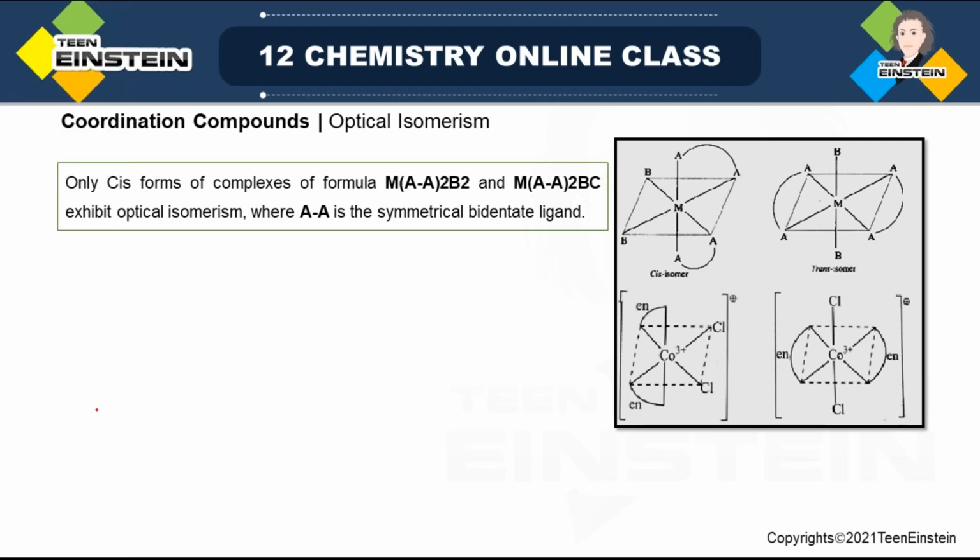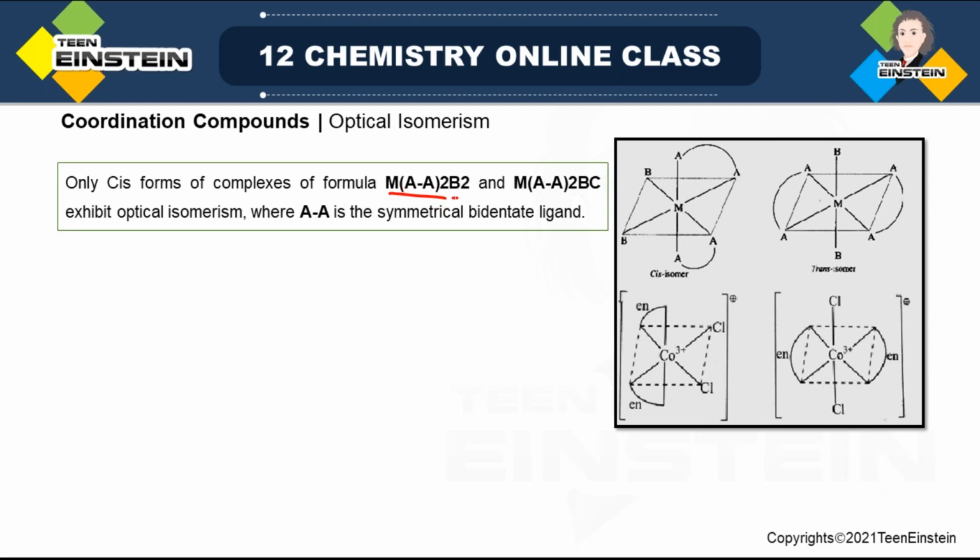Hello everyone. Isomerism we started last day, and we have completed only one part, which is structural isomerism. And then under stereoisomerism, there are two parts, okay? One is geometrical isomerism, another one is optical isomerism. Now geometrical isomerism is also complete and we have also started optical isomerism. After finishing this, there will be some related problems, and then there will be discussion related to theories on coordination complex. So optical isomerism for the type M(AA)2B2 and M(AA)2BC.